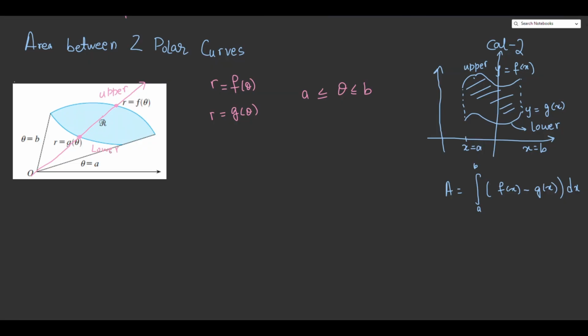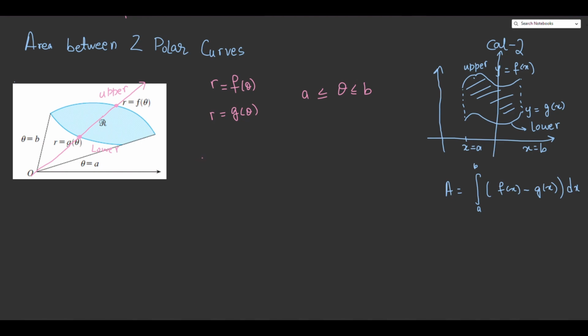But there is another method. How can we determine this? Because if, for example, this sketch is not given to you, you are only given to find the area between the two polar curves, then you need to determine yourself which one is the upper curve and which one is the lower curve, and how do we find the boundaries of the region.